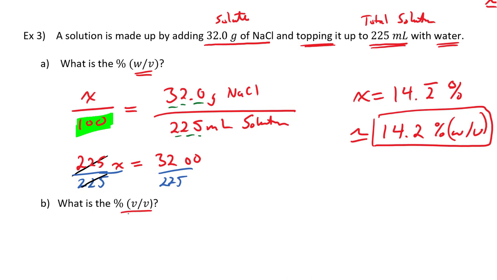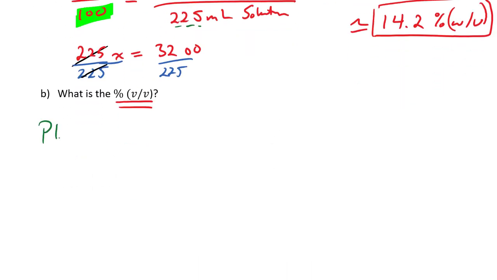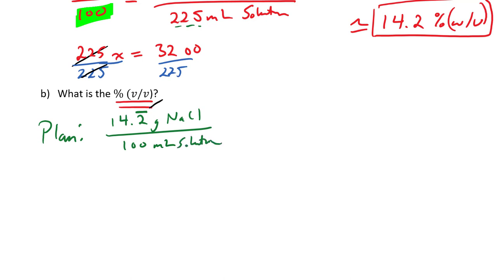Now we want to know what the volume per volume percent would be of this same solution. So what's my plan? I can go back to the original value, but I'm not going to. We already have some of this calculated. It's 14.2 grams sodium chloride over 100 mils total solution. I'm going to reuse this. Notice as I use this though, I'm going to use the value that is not rounded off. Remember, we don't round off until the final answer.